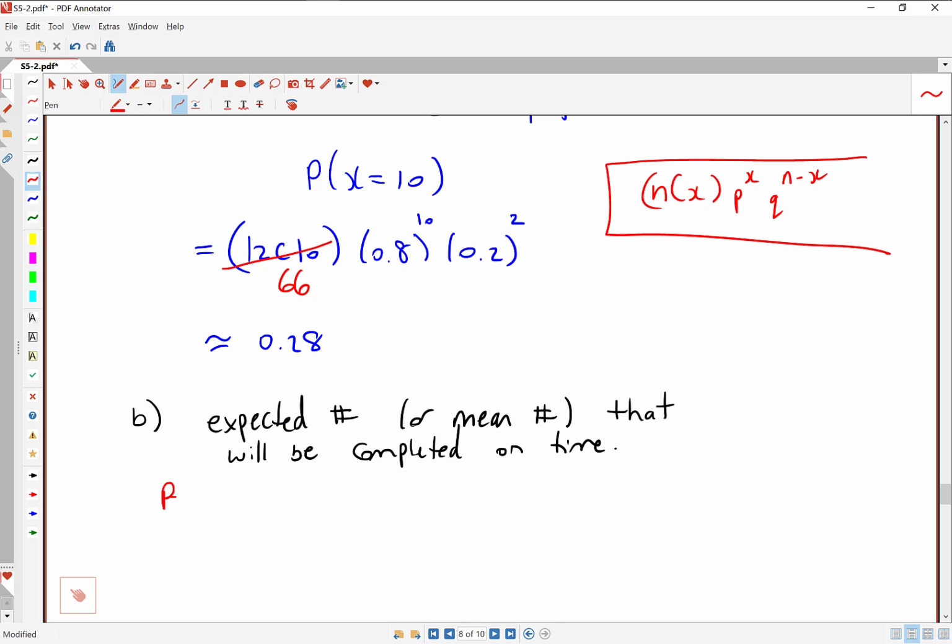Well, remember we said this is a binomial experiment because we're doing something over and over and over again. In this case, it's looking at our different projects and saying, is this project going to be on time?